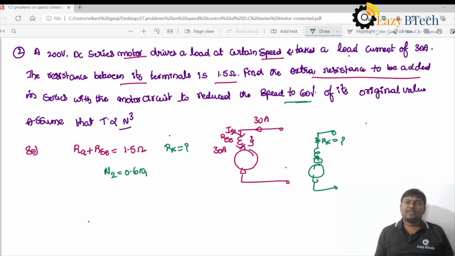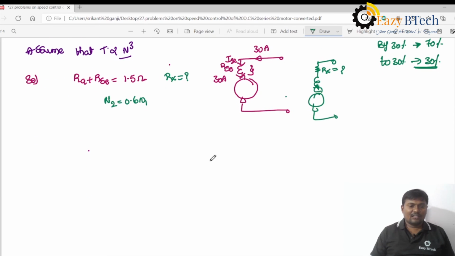Speed reduced by 30% means your answer is 70 percent. Reduced to 30 percent means your answer is 30 percent only. Okay, and N1 by N2 is equal to 1 divided by 0.6.